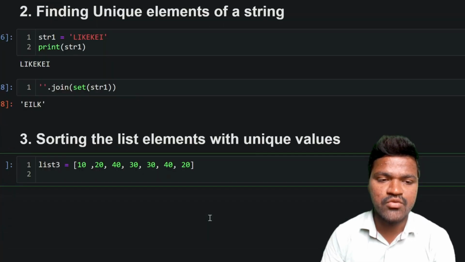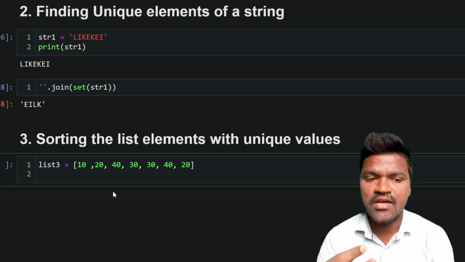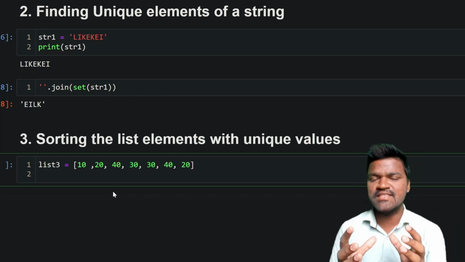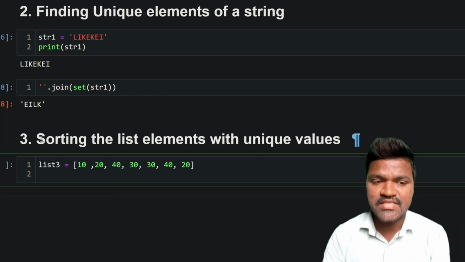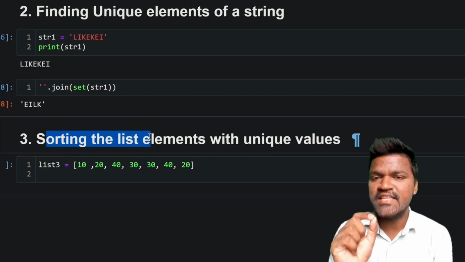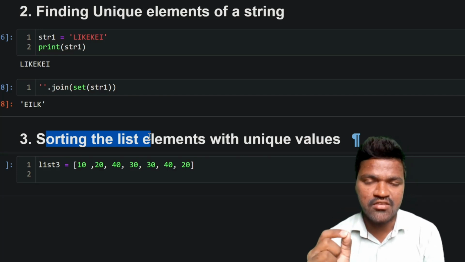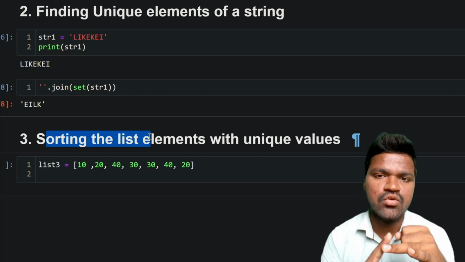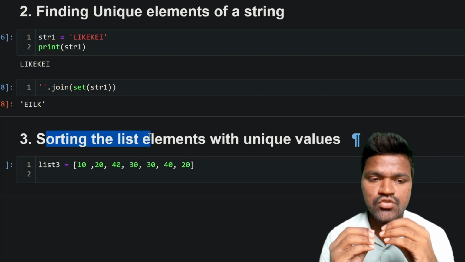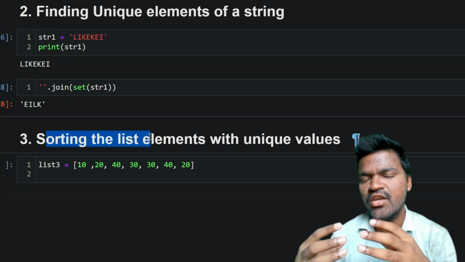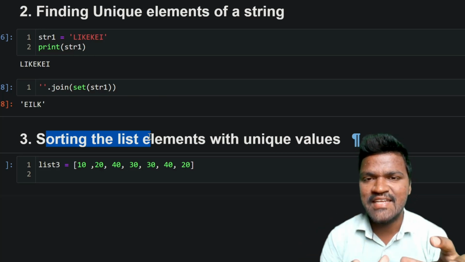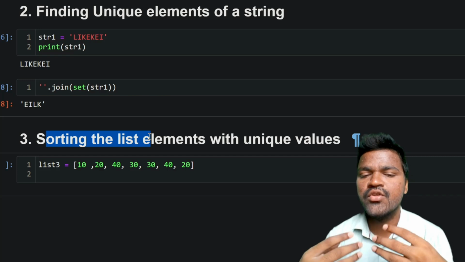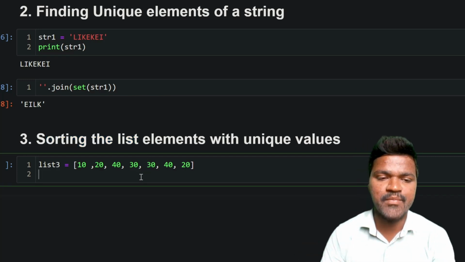So now what I will be doing is that I need to convert this. In order to get exactly the same result that we are expecting, sorting the list elements with the unique values, first we need to get the unique values, and after that we need to sort those elements, right? So in order to get the unique values, we know we can convert this particular list to set to get the unique values, right? So that is what I will be doing now.